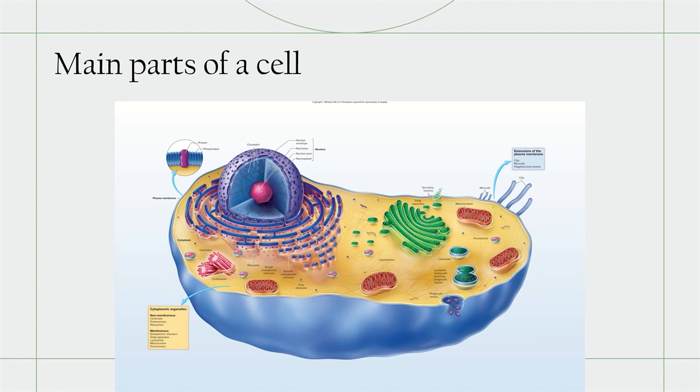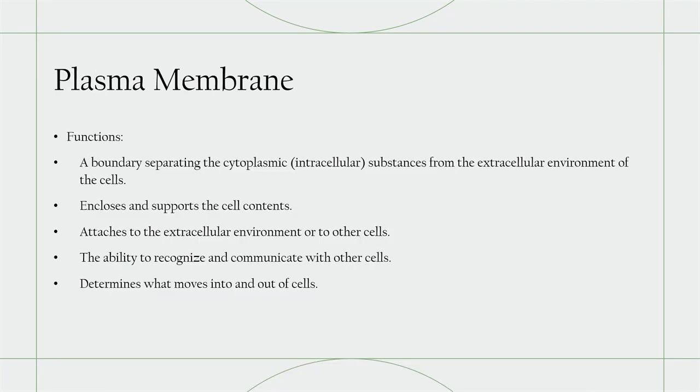So we'll start from the outside in here. So we'll actually start with the plasma membrane. The main functions of the plasma membrane, really the main thing is it's a boundary, separating the cytoplasm, so inside the cell, or intracellular, intra means inside, and cell. It keeps things that are supposed to be inside the cell inside, and everything that's supposed to be outside. It supports and encloses the cell content, so it provides a physical structure for the cell.